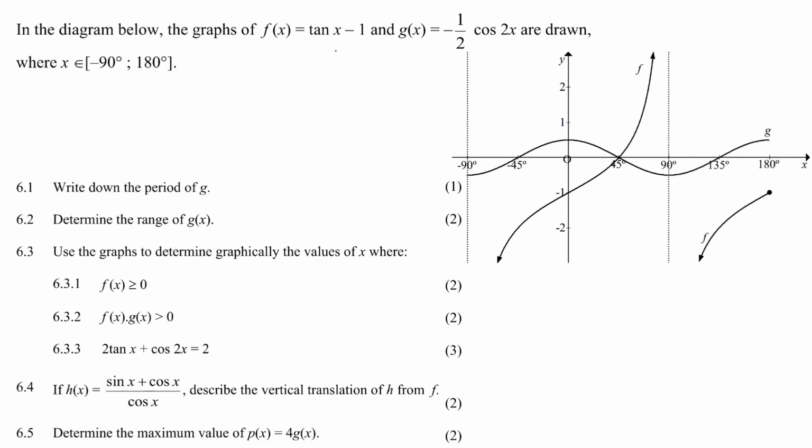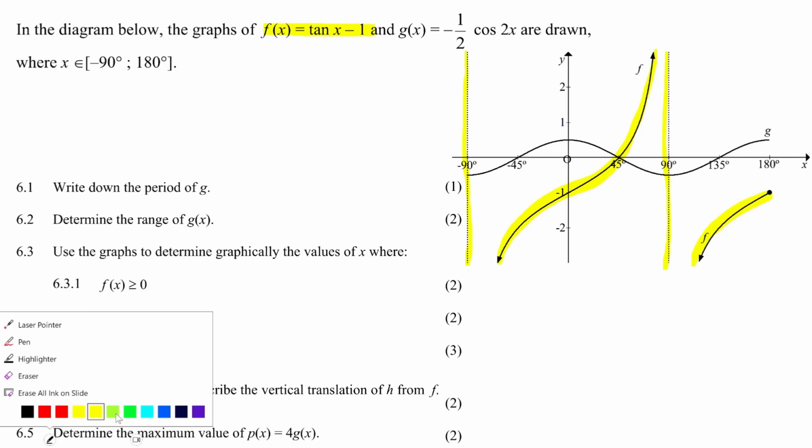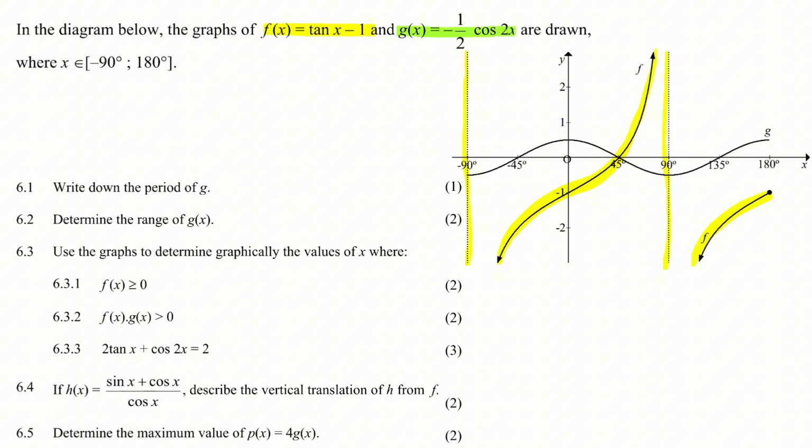In the diagram below, they've given us the graph of f(x) = tan x minus 1 and then g(x) = negative half cos 2x. So you obviously know that the tan graph is this one here, and the asymptotes are part of a tan graph. And then the cos graph is this. So the first question says, write down the period of g.